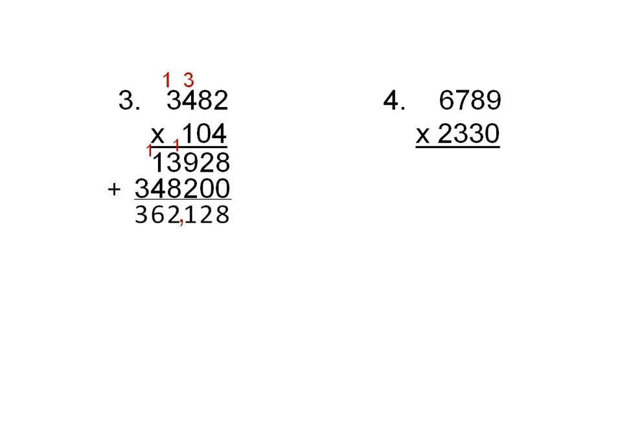6,789 times 2,330. You do not need that row of zeros since we start off with a 0 in the ones place. We'll just put a 0 and begin multiplying by the 3 because it's in the tens place. 3 times 9 is 27, carry your 2. 3 times 8 is 24, plus 2 is 26. 3 times 7 is 21, plus 2 is 23. 3 times 6 is 18, 19, 20.